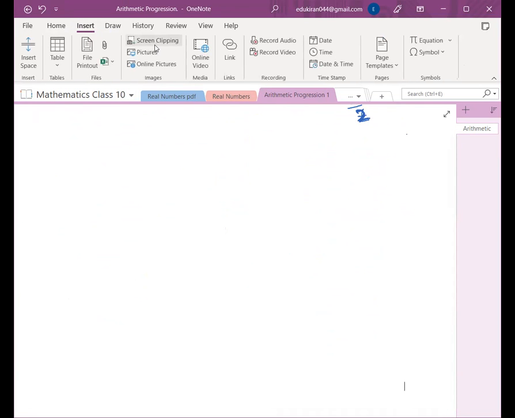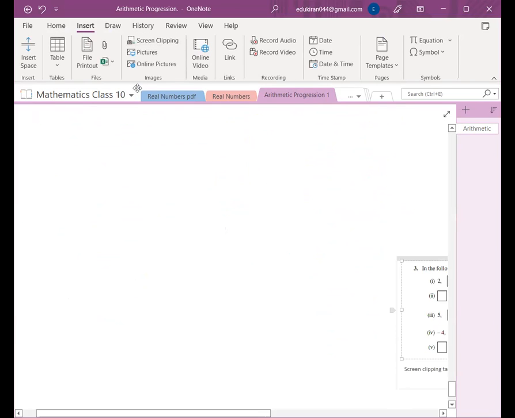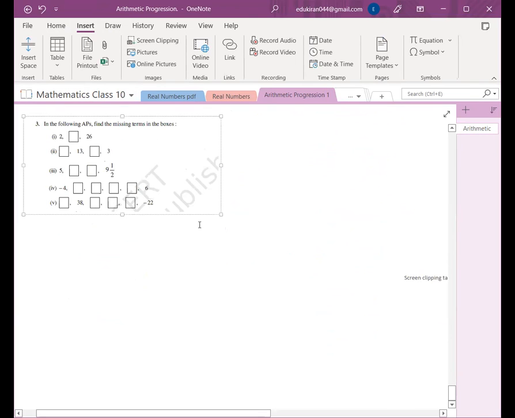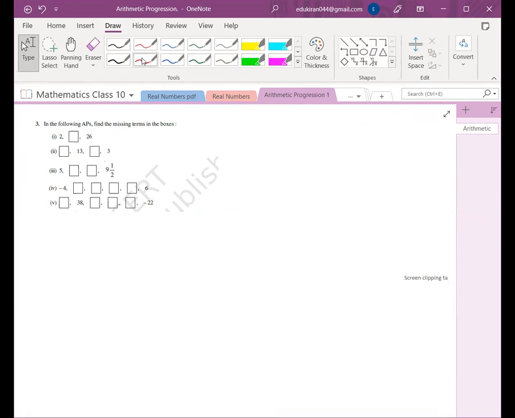Okay, look at the question in your book. You must be having the book with you. Yes, ma'am. So in the following AP, find the missing term in the box. So this is again an interesting question. Now you have to basically complete the AP. Clear? Yes, ma'am.